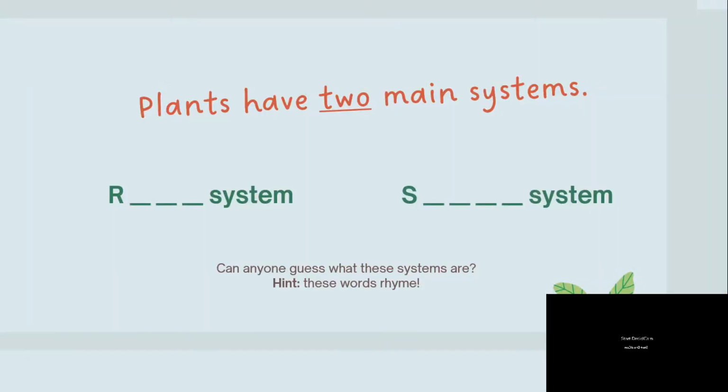So the two main systems of the plant, we have talked about them. We have just highlighted them in the previous slide. We said that the two main systems are the root system and the shoot system. These words rhyme, right? Root, shoot. The roots anchor the plant and bring minerals and water, and the shoot transports them to the rest of the plant.